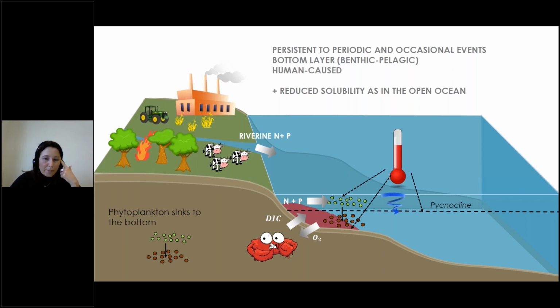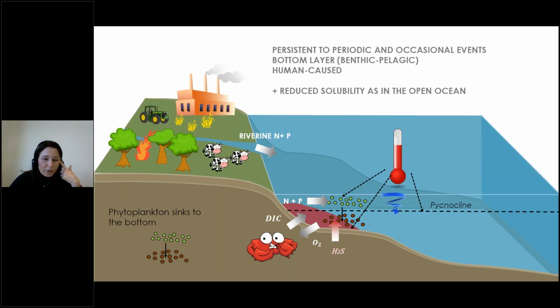So on the coastal area, this low oxygen zone can be periodic, persistent, or occasional. You have several kinds of variability in this low oxygen region. They are caused by humans. They happen in the bottom layer, and there the sediment processes are very important. If you want to understand what happens, the sediment is very important.